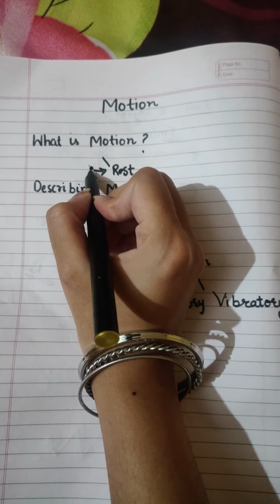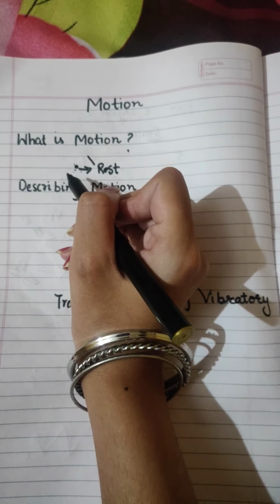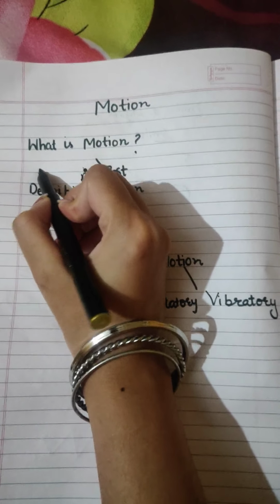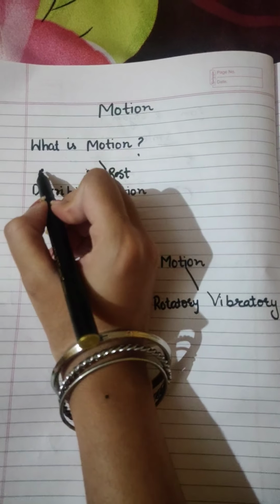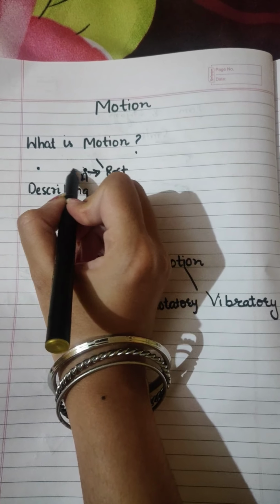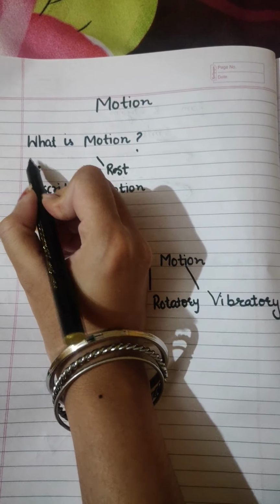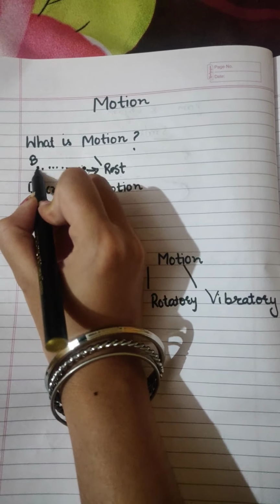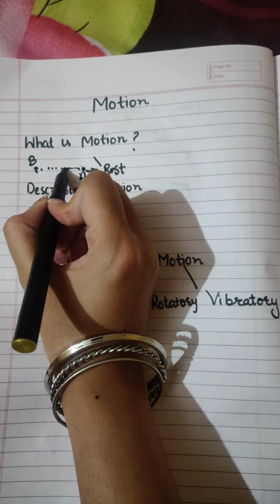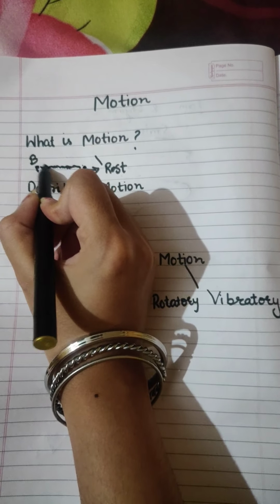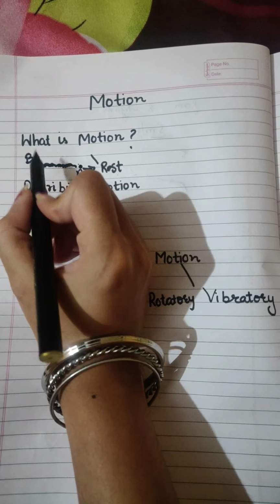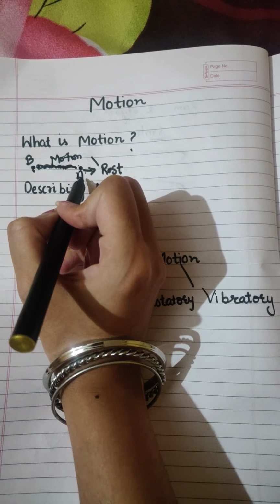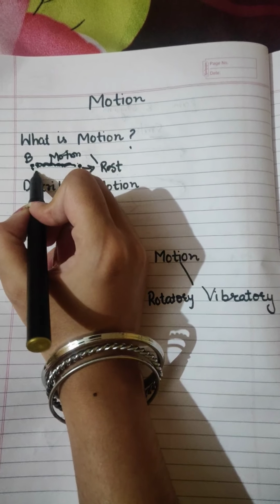Now let's suppose that your phone ran out of battery and you need to charge it. So you will move from this place to here where your charger is placed, and right here you stop. This movement that you have done is basically motion. So motion is nothing but change in your position.